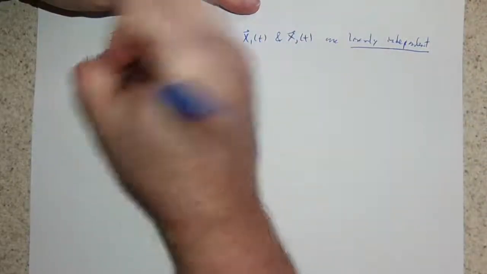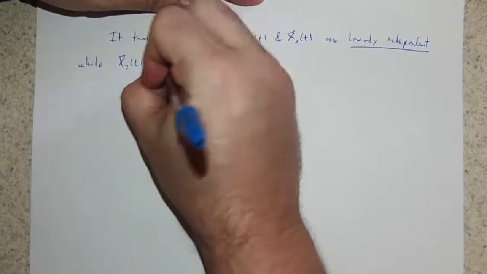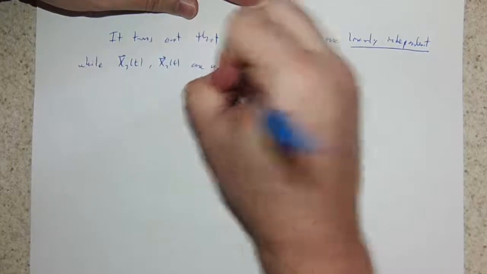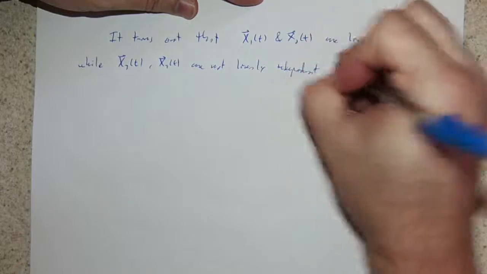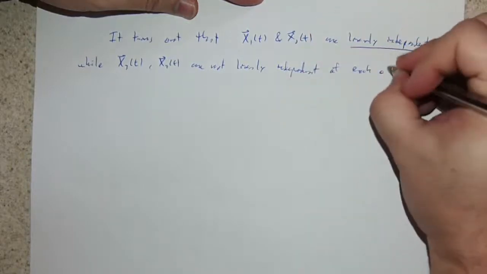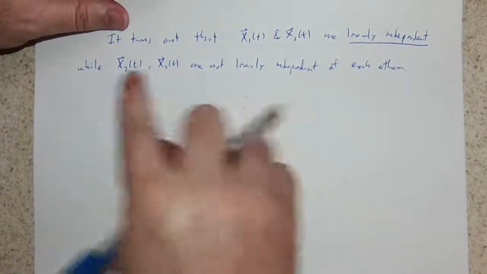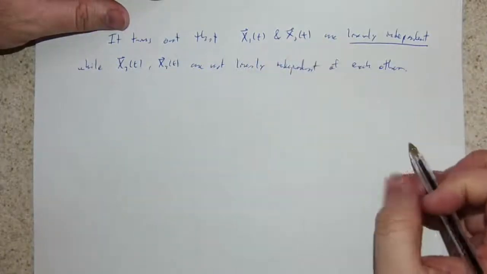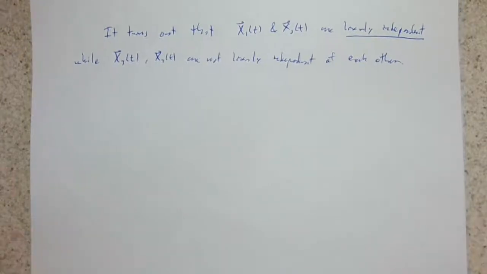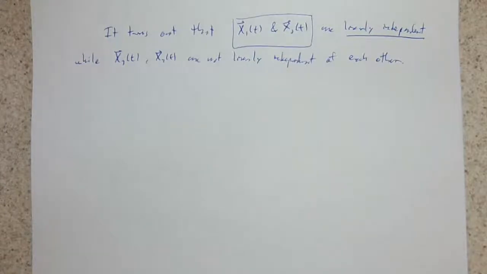while x3 of t and x4 of t are not linearly independent of each other. I kind of phrased this in an awkward way. Really, it's that if I toss in x3 and x4, they're not linearly independent relative to x1 and x2. That's what is meant here. Like I said, it's phrased a little awkwardly. But somehow these form something essential. In fact, we've already used this terminology before.